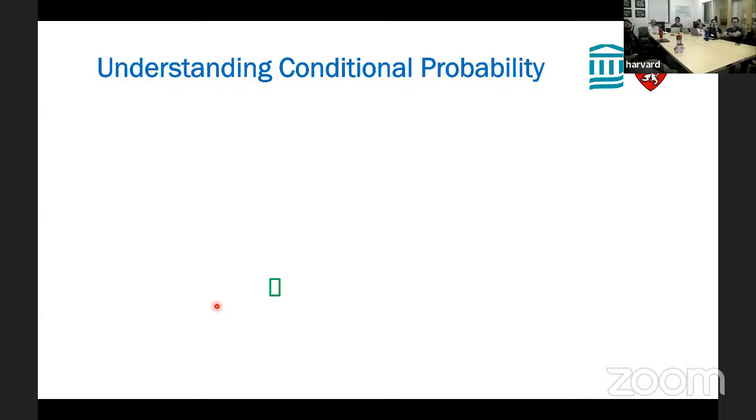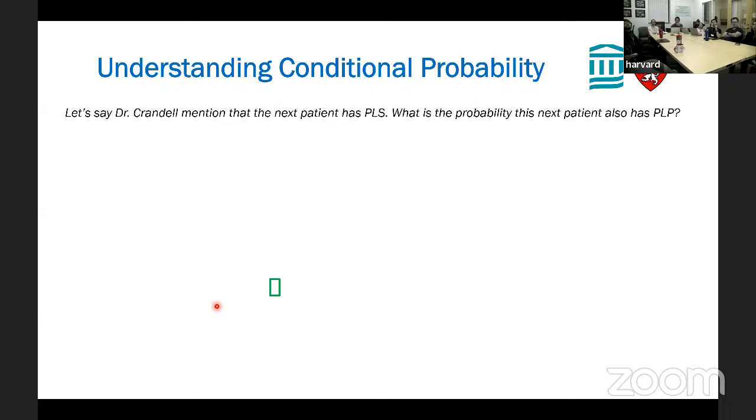And now, to understand the conditional probabilities, let's add an extra statement, right? Let's say in this scenario, you are waiting for the next patient. And in this case, Dr. Crandell, who is part of the clinic, as you know, tells you, oh, I know this patient. And in the past, he told me he has PLS. So now you have an extra piece of information: the patient that is coming has PLS. So now what is the probability that this next patient, on top of having PLS, also has PLP?